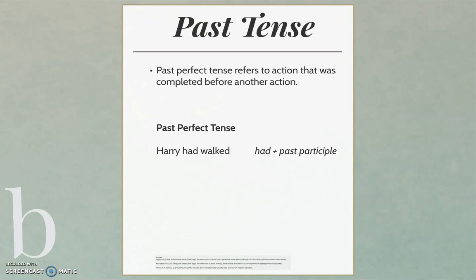Past perfect tense refers to action that was completed before another action. For example, Harry had walked until well after midnight before he saw the moon. The formula is had plus the past participle.